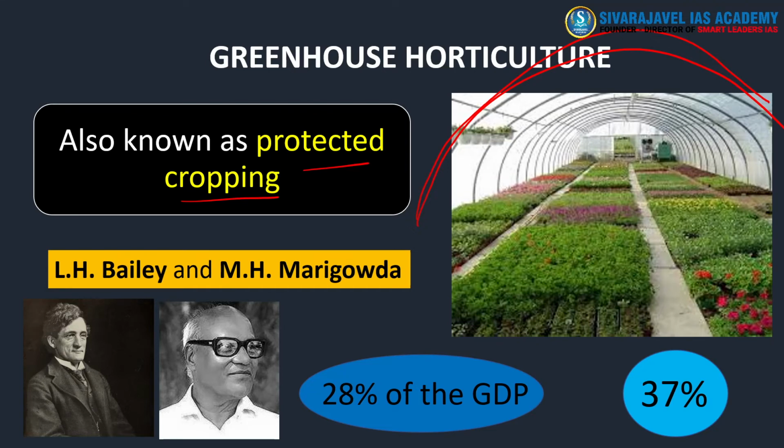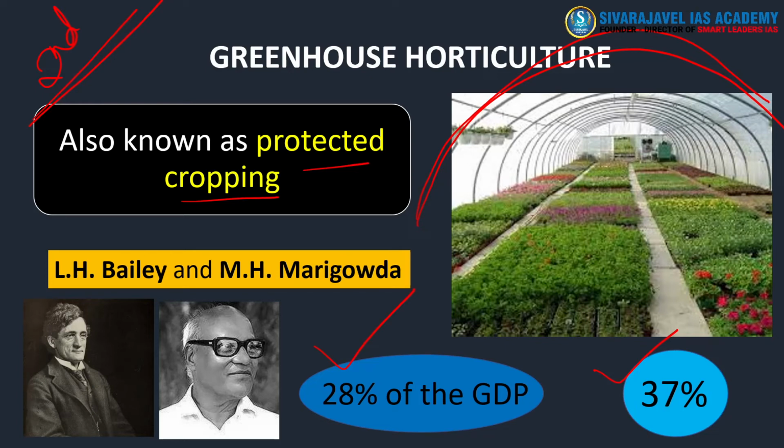So that says India is a good place for horticulture. We can gain a lot from horticulture. And one more thing, India is the second largest producer of fruits and vegetables in the world after China. We are in second place in horticulture. Horticulture crops contribute 28% of GDP, and they account for 37% of the total exports of agricultural commodities. So 28% of GDP, 37% of exports in agricultural commodities. You can see how important horticulture is.